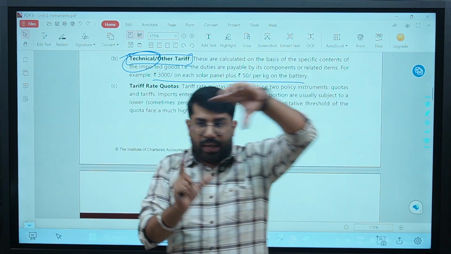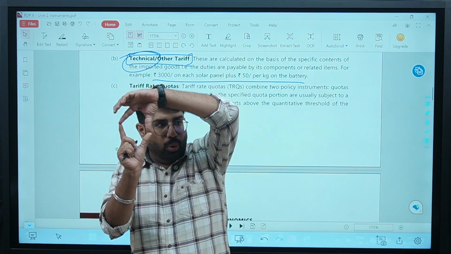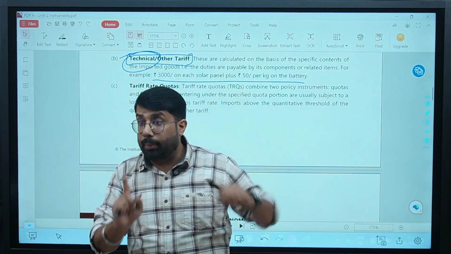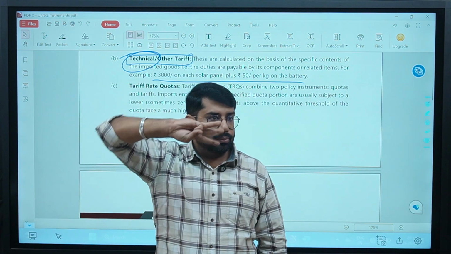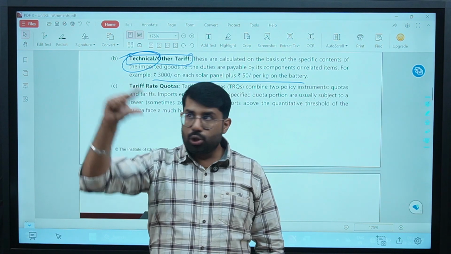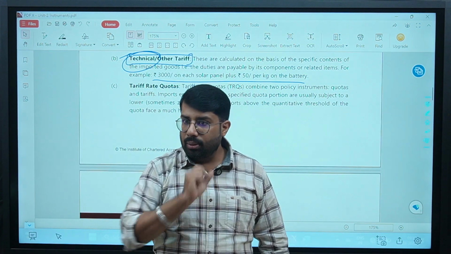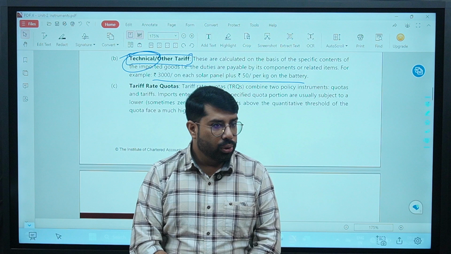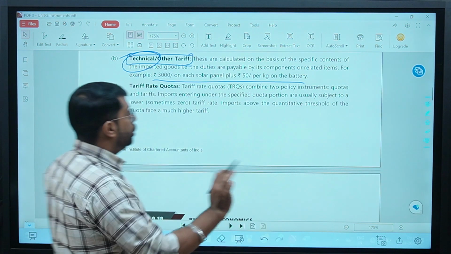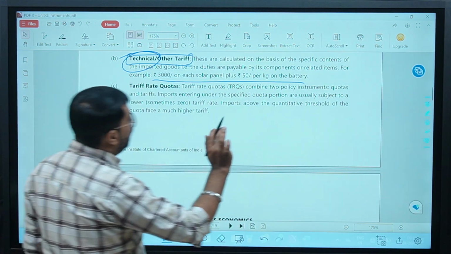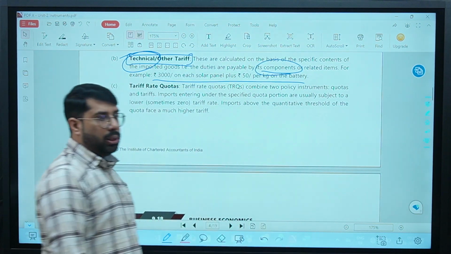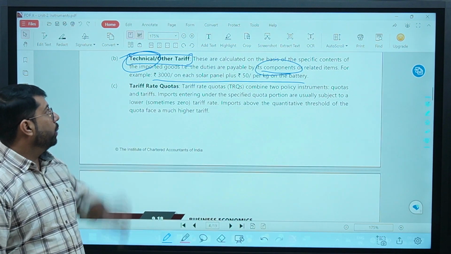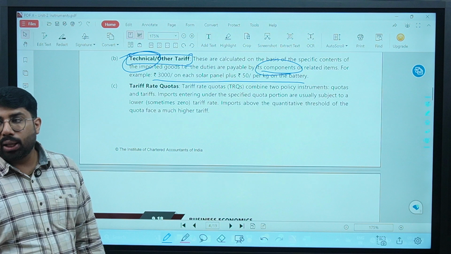It means there is one remote. Look at me. There is one remote which is being divided for the purpose of tariff. We are dividing this remote into three parts: battery, solar panel, and the body. Yes or no? So when government will charge the goods, the tariff on the basis of the components in the goods, that tariff will be known as technical or other tariff.